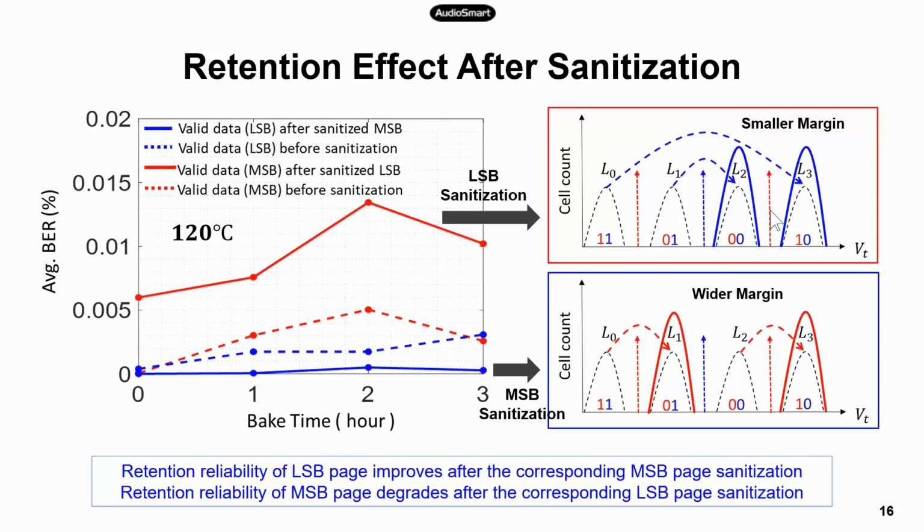This is because after LSB page sanitization, the margin between two distributions becomes smaller. Even though the average BER increases after bake, the average BER is still low enough that the error correction code can correct it.